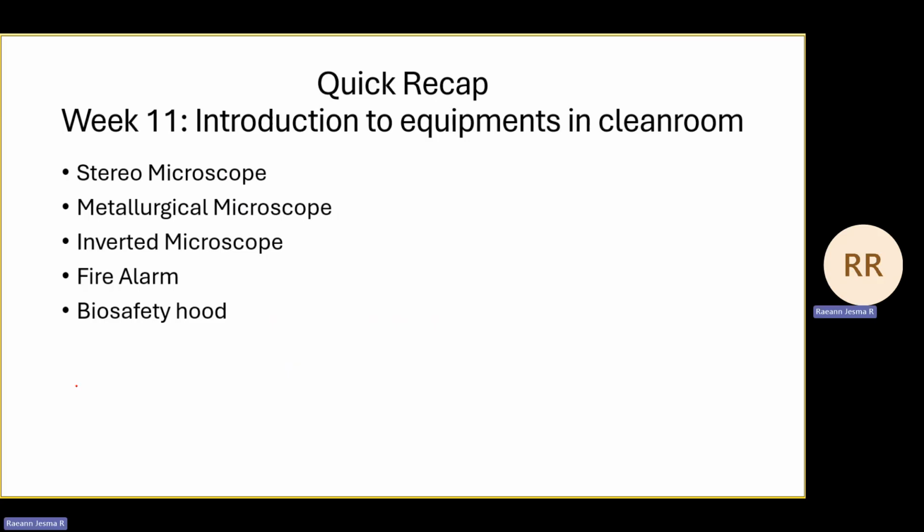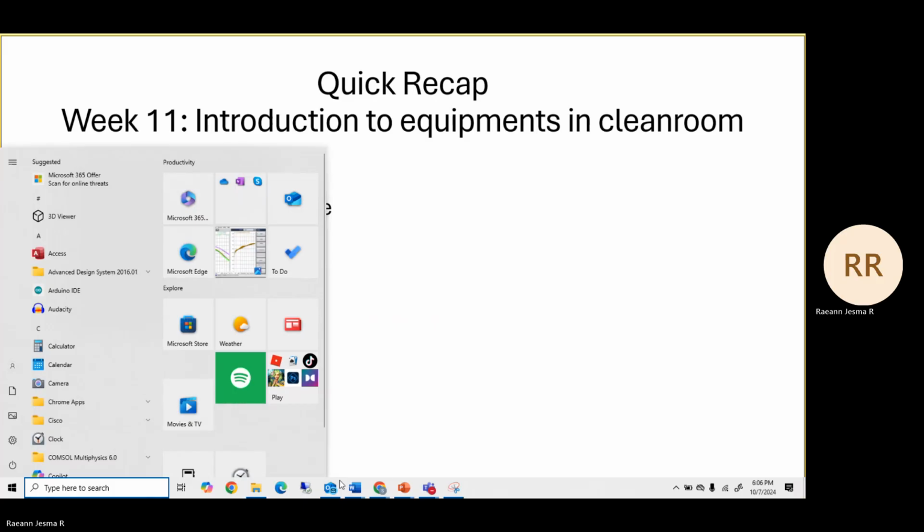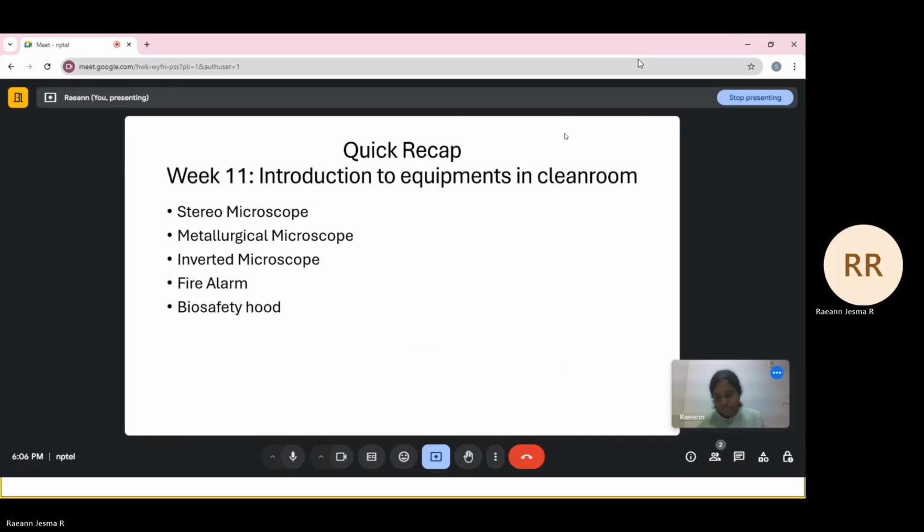So we saw some of the microscopes: the stereo microscope, the metallurgical microscope, and the inverted microscope. All three use optical light in order to visualize the sample. And the visualization happens either based on the transmission of the light or the reflection of the light from the sample. Okay. Then we saw how a fire alarm is placed in a lab. And we also saw biosafety level benches.